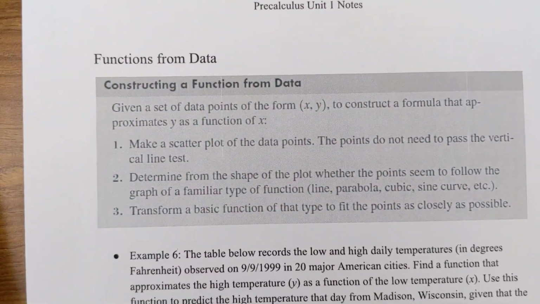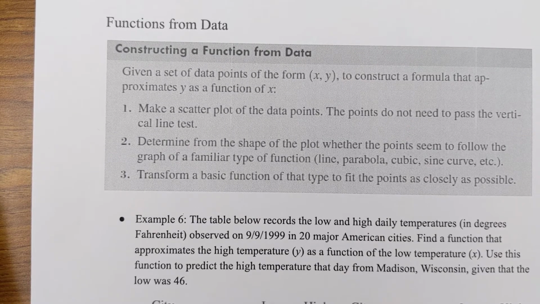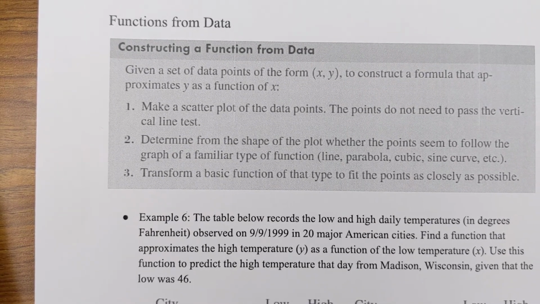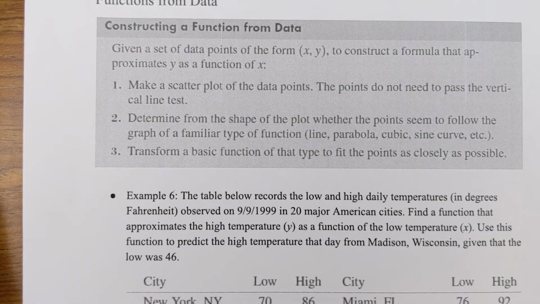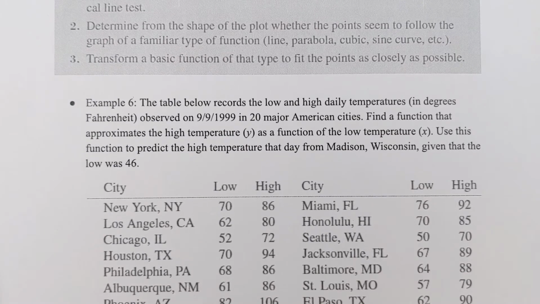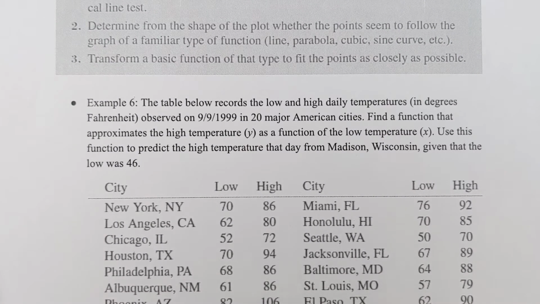Okay. Lastly, functions from data. So what this problem is having us do is generate a function y that approximates the high temperature as a function of the low temperature. Use this function to predict the high temperature in May for Madison, given that the low was 46. So in general, what you need to do is you're finding the line of best fit. So it says make a scatter plot of the data points. The points do not need to pass the vertical line test. Determine from the shape of the plot where the points seem to follow the shape of a line, parabola, cubic, sine, so on and so forth, and then transform the basic function so that it matches.